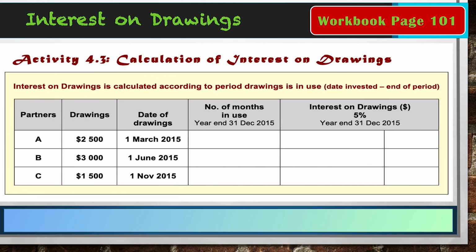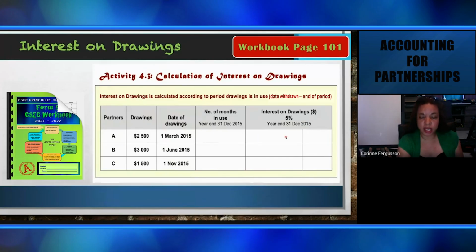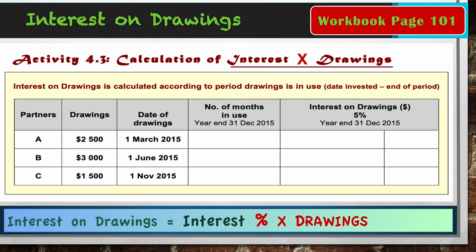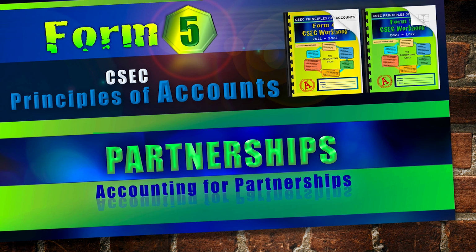Cool. So we will go back to page 101. Interest on drawings is the same premise. So you will just work out the number of months, and then your working will be: you find out for the year 5% of 2,500, and then you multiply by the number of months over 12. 5% of 3,000, then you multiply by the number of months over 12. And the same thing for C. So you're going to have 4.3 to do and 4.4. Okay, and that's it for class today.